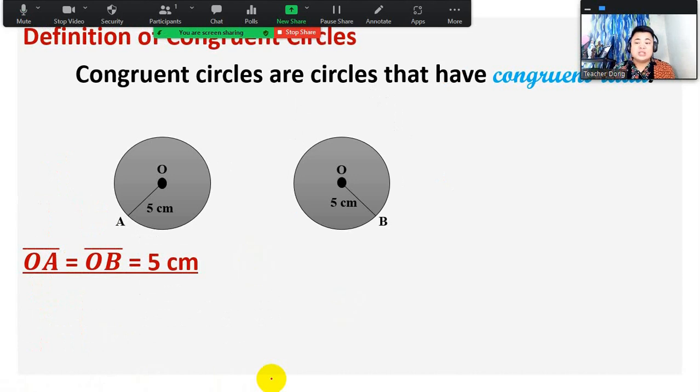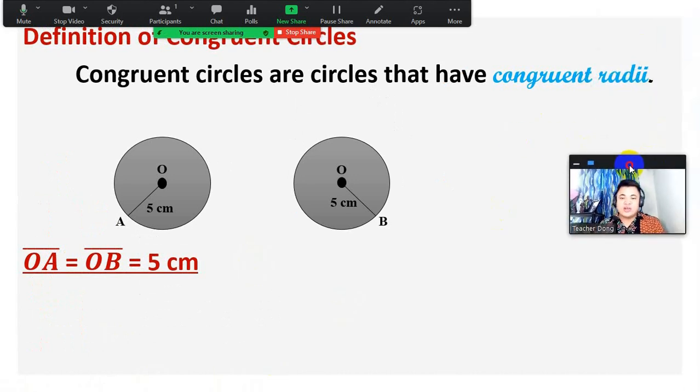Next, definition of congruent circles. Congruent circles are circles that have the same or congruent radii. So in this case, as you can see, the measurements of the radii are equal. We have 5 centimeters and 5 centimeters. Therefore, we can say that these two circles are congruent. So we can just look at the measurements of the radii for us to identify if the circles are congruent or not. In this case, the measurement of segment OA is equal to the measurement of segment OB, which equals 5 centimeters.